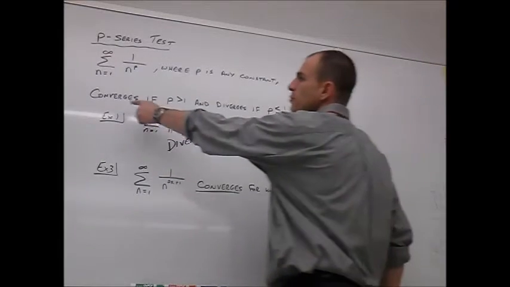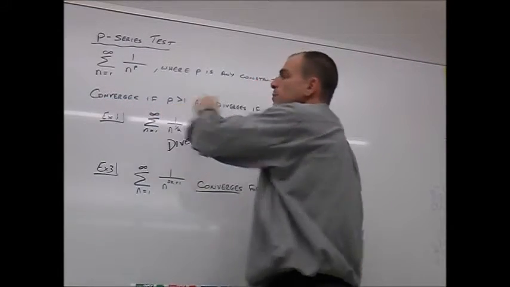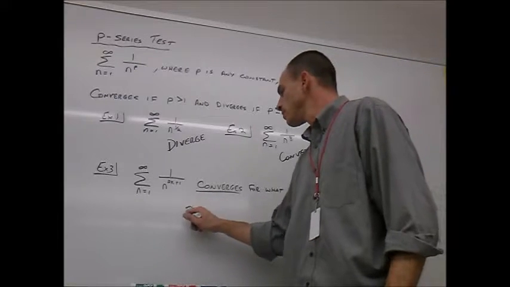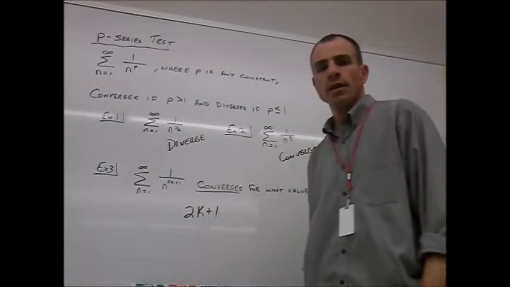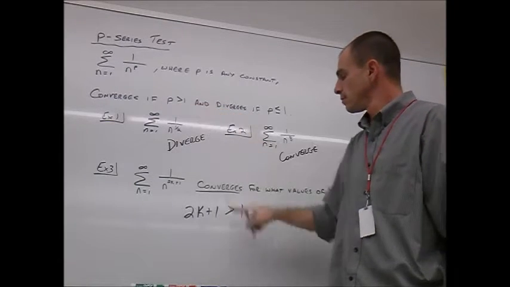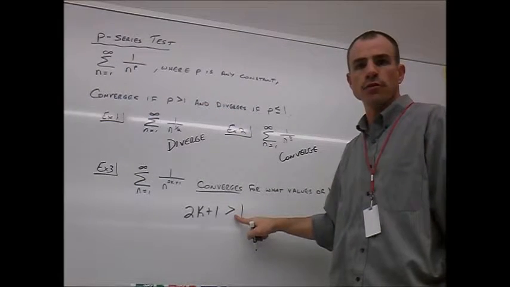We know that the series will converge if the exponent is greater than 1. So really, all you have to do here is take your exponent, which is 2k plus 1, and find out what values of k will make that expression greater than 1.